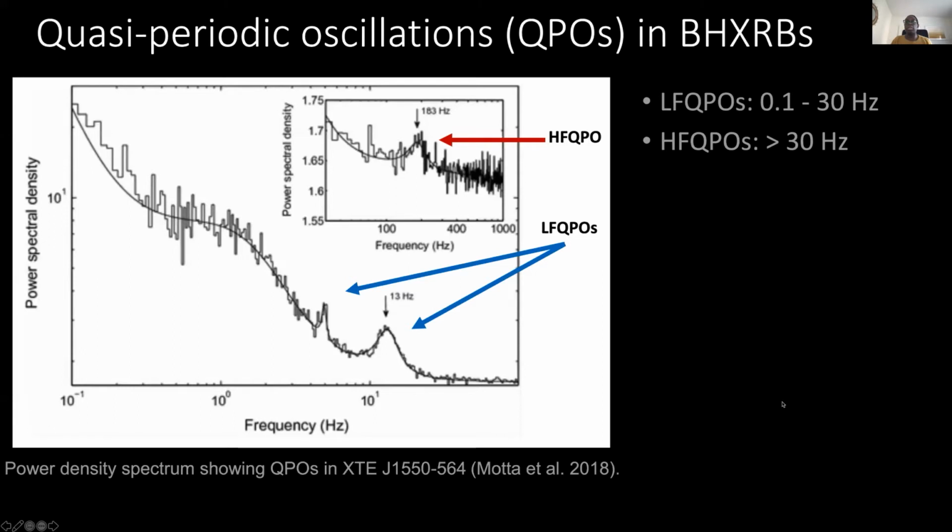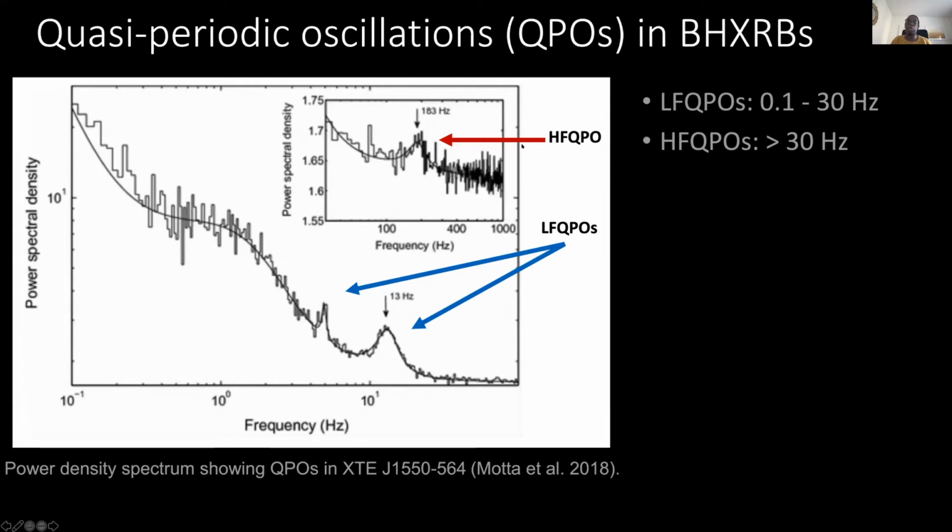Quasi-periodic oscillations, or QPOs, appear to be a common characteristic of accreting systems. QPOs take the form of narrow peaks in the X-ray power density spectra, such as those shown in the power spectral density plot on this slide. QPOs in black hole binaries can be categorized into two groups based on their frequency: low frequency QPOs if they have frequencies in the range of 0.1 to 30 Hertz, and high frequency QPOs if they have a frequency above 30 Hertz.